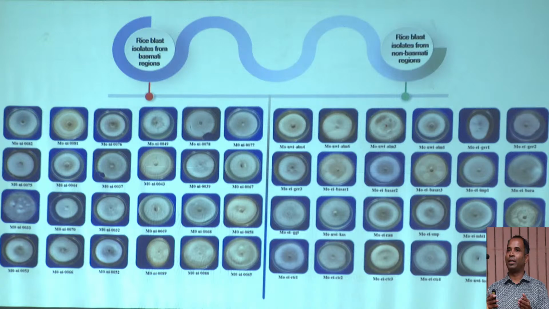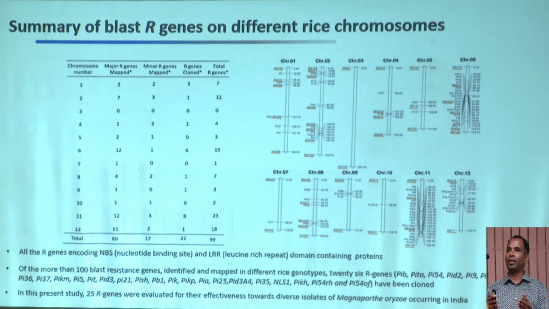These are the isolates from non-basmati and basmati that we have established. Now we come to the differential host set. In blast, more than 100 resistance genes have been identified against blast, located on different chromosomes. The majority of the R genes are identified from chromosomes 11, 12, and 6. Most of the R genes are in the NBS-LRR region.